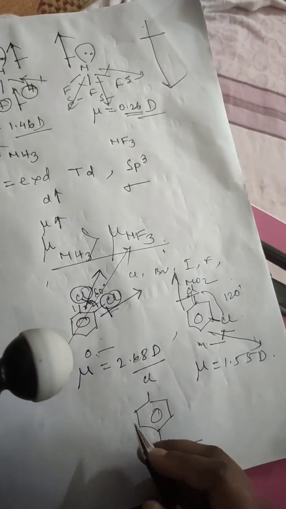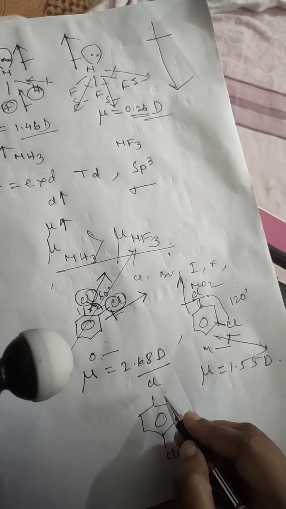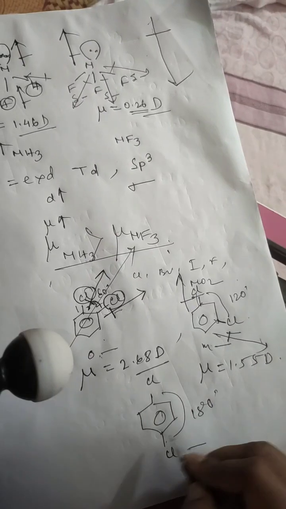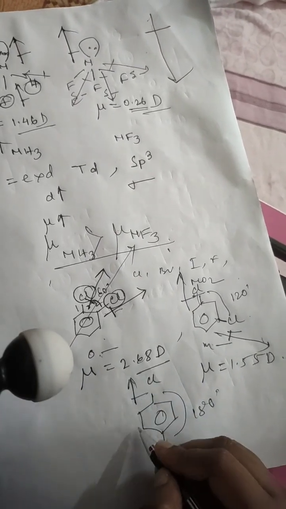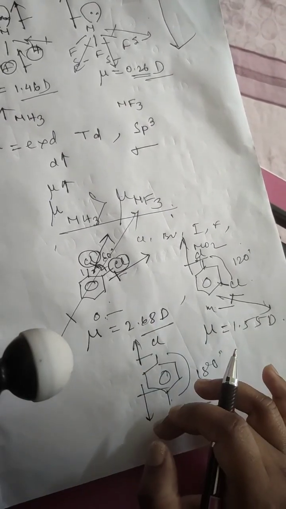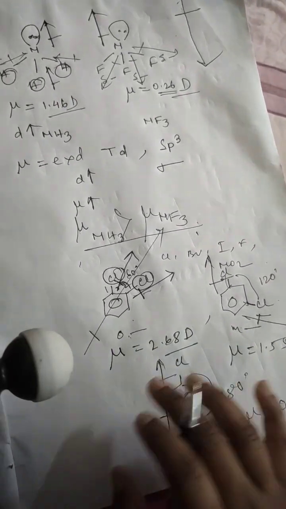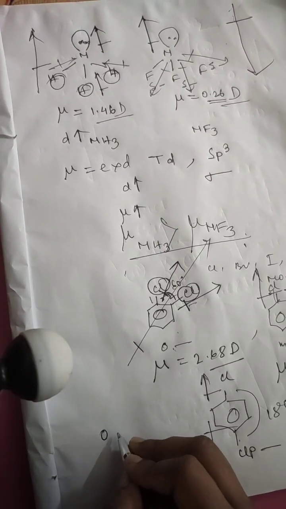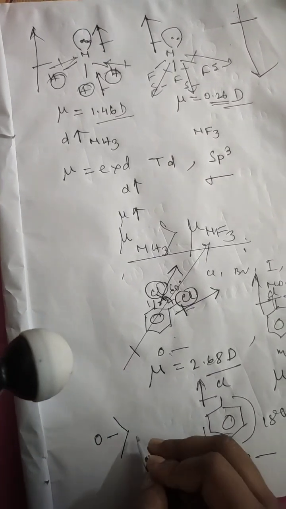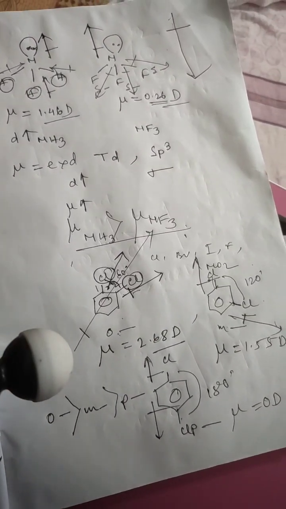Okay, and we have the para isomer. In this case, the two chlorines are in opposite directions and the bond angle is 180 degrees. So the dipole moment vectors are placed in opposite directions, so they basically cancel out, so mu equals 0 D. So among the three isomers, ortho dichlorobenzene has a greater mu value than meta, then para.